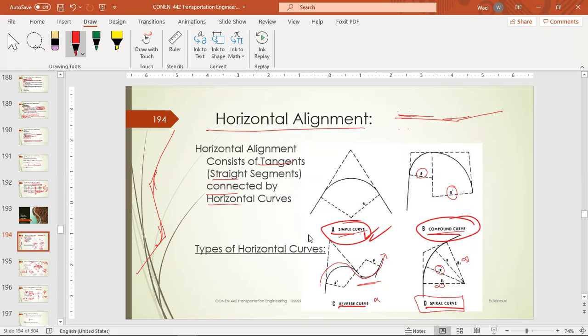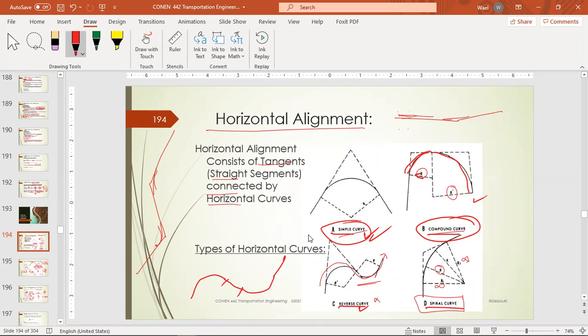The compound curve starts with a radius for a segment, then another radius for the other segment. And this we don't really like. However, sometimes we are forced to do it, especially if we have a mountain or something like that. And as well is the reversed curve. The reversed curve we try by all measures to avoid. How can we avoid this? Is basically to have a curve, then a straight segment, then another curve. Okay? We try to have this straight segment.